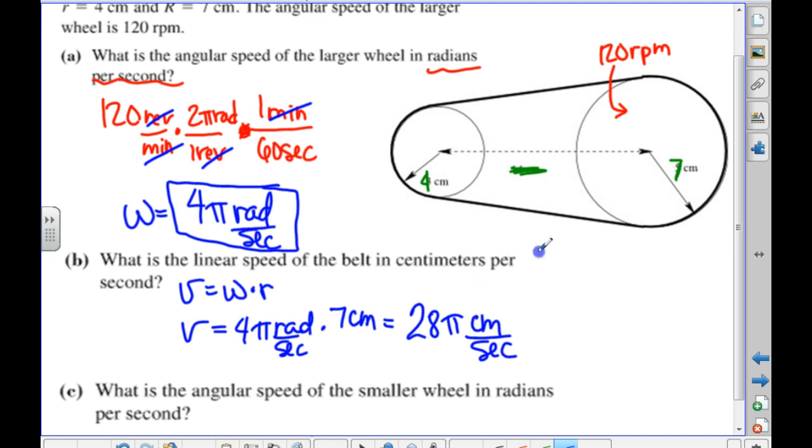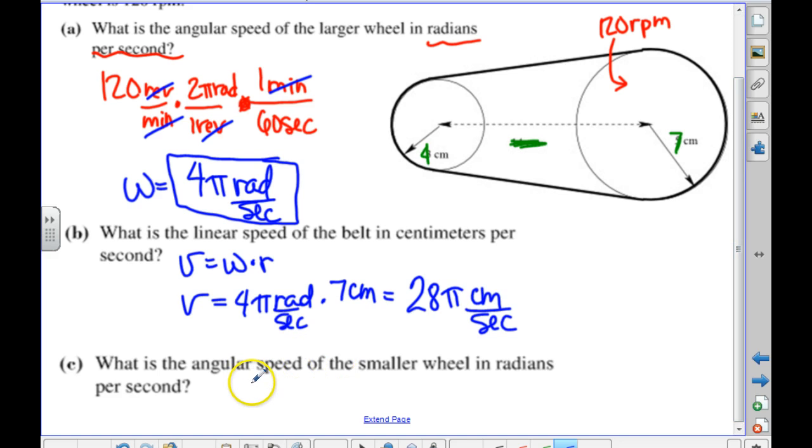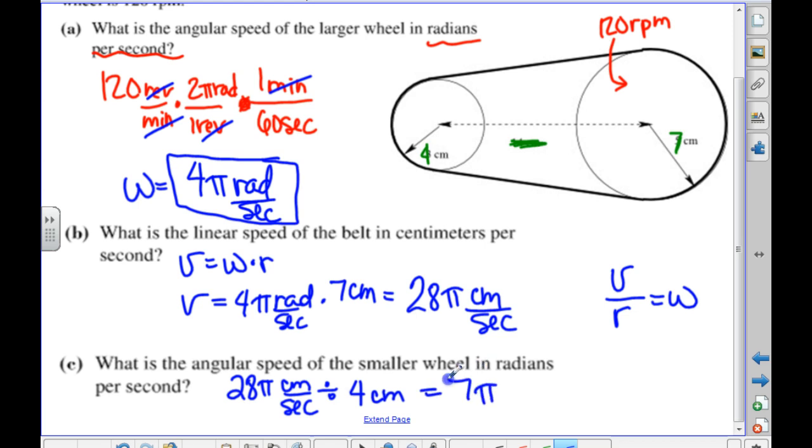The belt is going the same speed at all times around both. Does that make sense? But to keep up, this little one has to turn more times. What is the angular speed of the smaller wheel? Linear divided by radius equals angular, yes? So the linear speed of the belt is 28 pi centimeters per second. If we divide by the radius of the small one, which is how much? 4 centimeters. We get 7 pi, because centimeters divides out, so we have radians. Radians are just clutch.